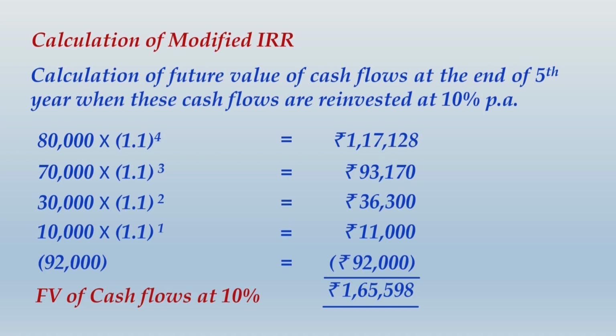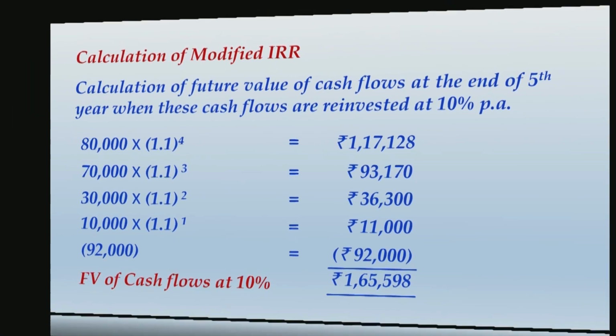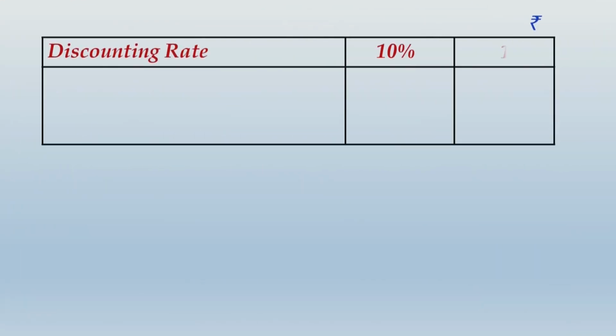Keep into your notice one very important thing, that the initial investment over here has not been considered. All these cash flows have been now dragged to end of the project life, that is end of 5th year. Now what we are going to do for computing modified IRR, we are going to just discount these future values at different discounting rates, and let us see what happens. So we pick 10% and 11% discounting rates.